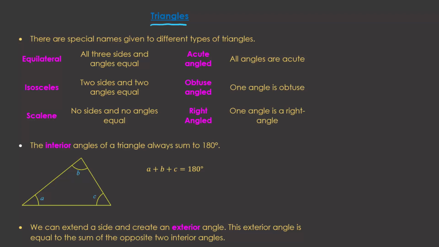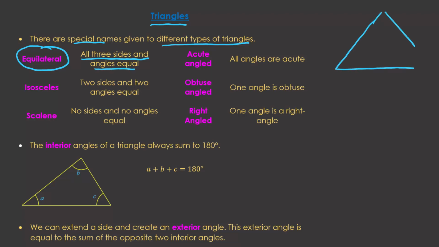So let's look at triangles in particular. There are special names given to different types of triangles. When we have an equilateral triangle, all three sides and the angles are equal. Now we'll see shortly that the angles of a triangle add up to 180. So in an equilateral triangle, you've got three angles that are 60 degrees each.